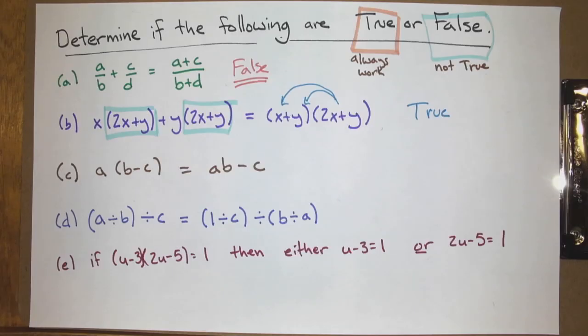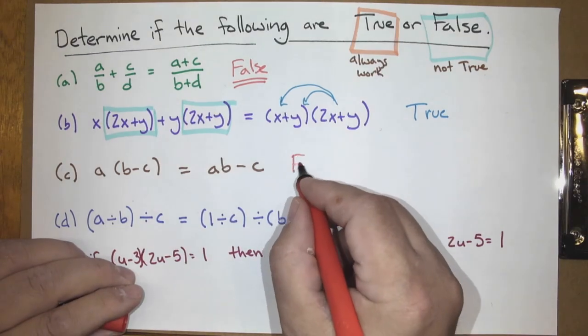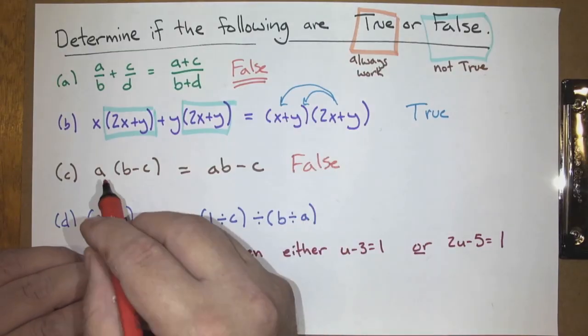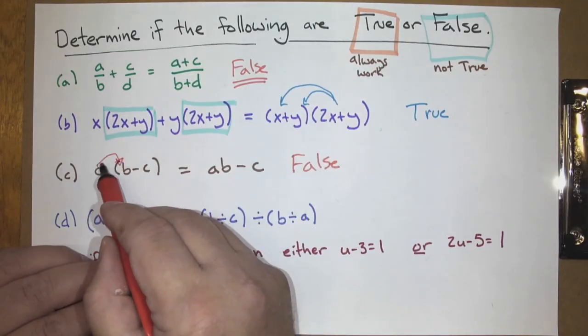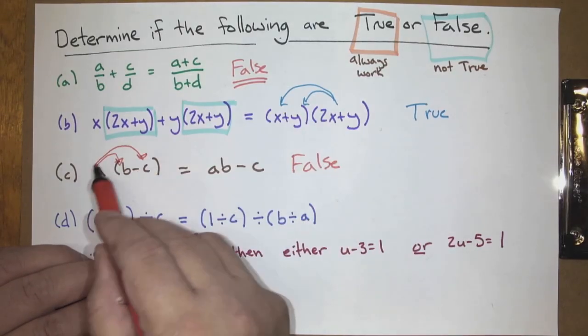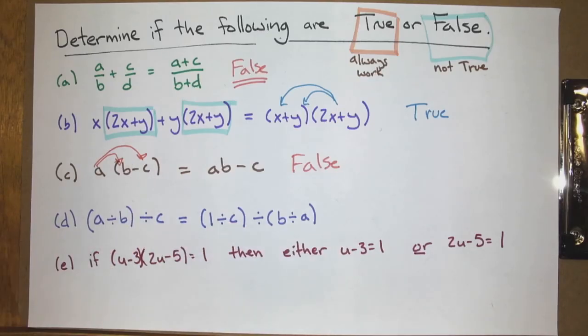But distribution. All right. C. A times b minus c is ab minus c. True or false? False. All right. Be careful. This comes, again, back to distribution. You have to put that a times c there. All right, so be careful.